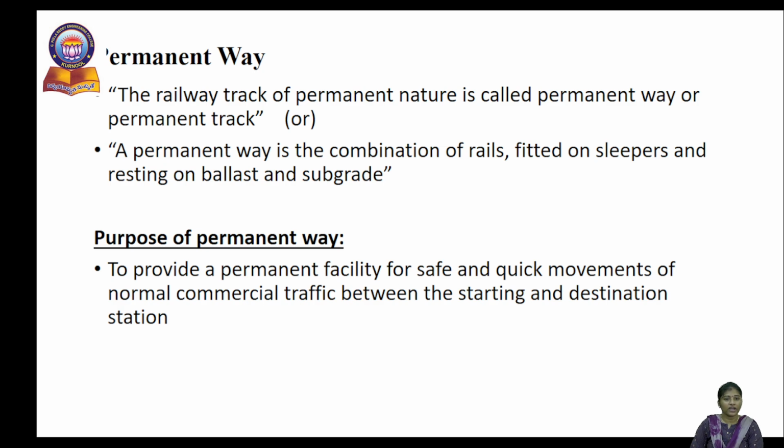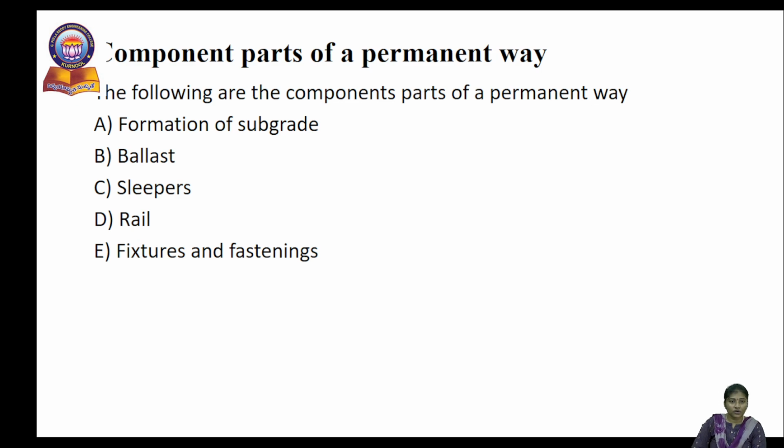A permanent way is nothing but a railway track of permanent nature, or in other words, a combination of rails fitted on sleepers and resting on ballast and subgrade. The main purpose of providing this permanent way is to provide a permanent facility for safe and quick movement of trains moving between starting and destination stations. The component parts of permanent way are formation of subgrade, ballast, sleepers, rails, fixtures and fastenings.